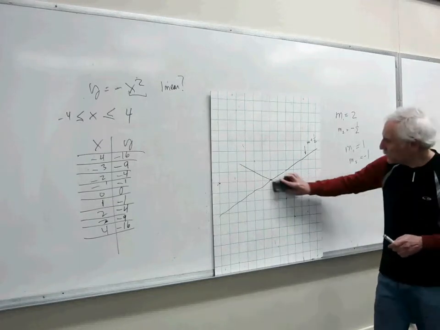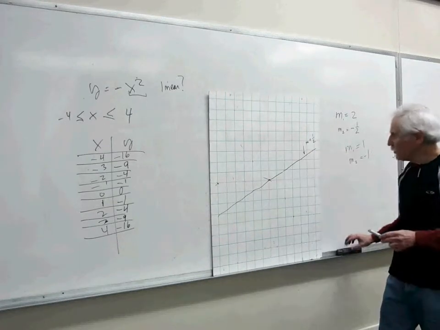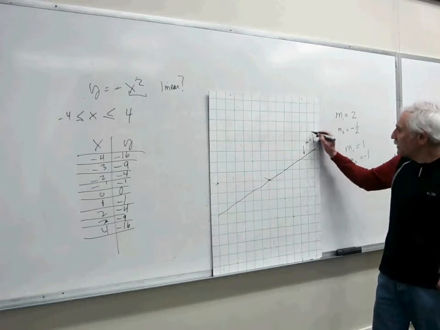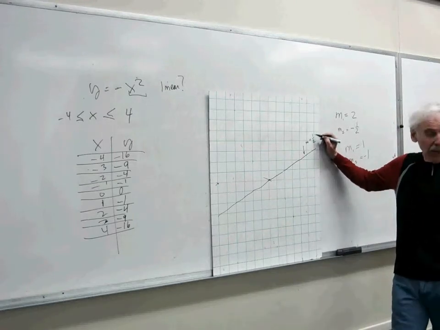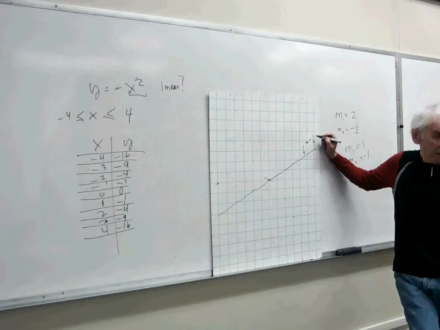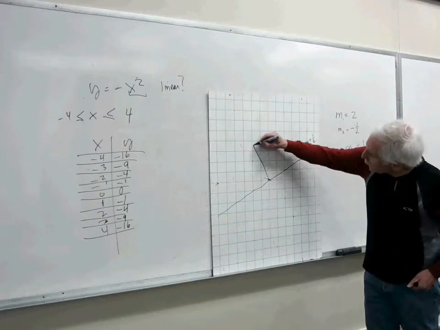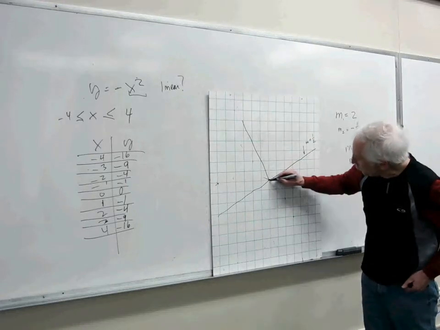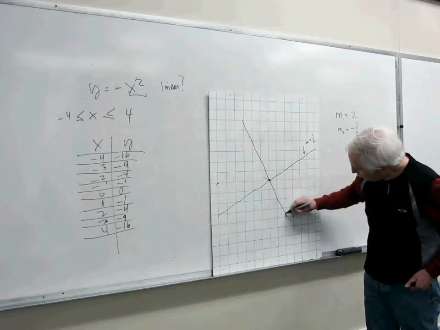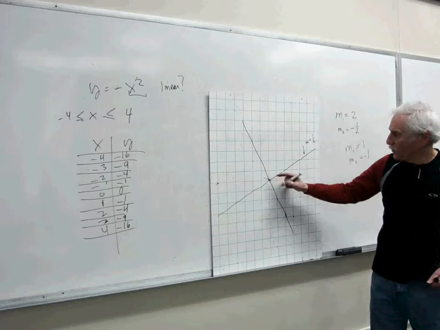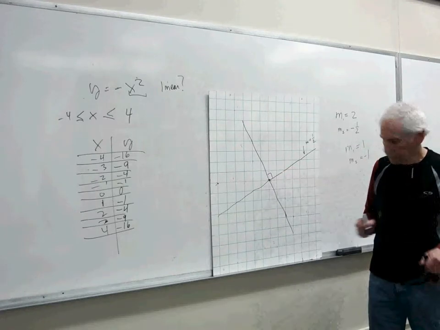And let's just prove that, or show that. Let's take the negative reciprocal of 1/2. The negative reciprocal of 1/2 is minus 2. Well, what does that look like? This is a negative 2 slope. I think you'll agree that's a right angle.